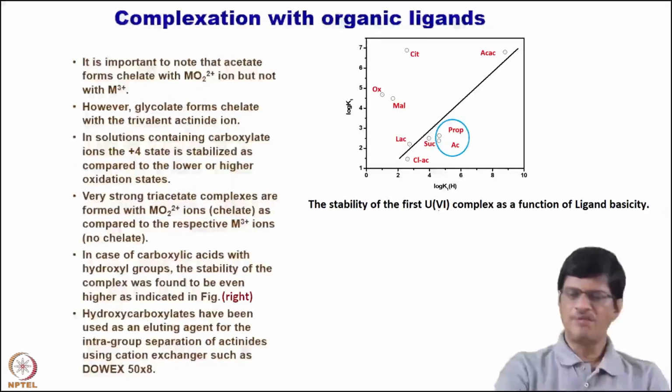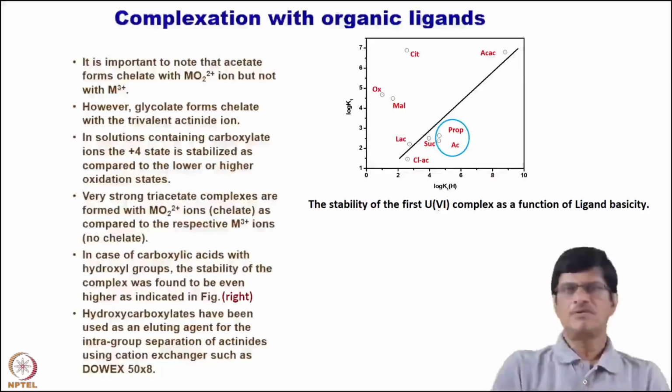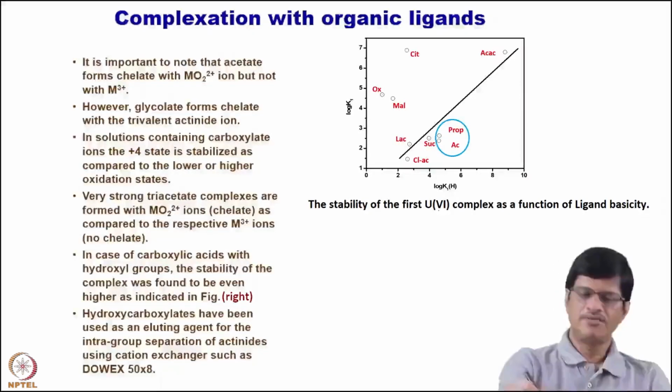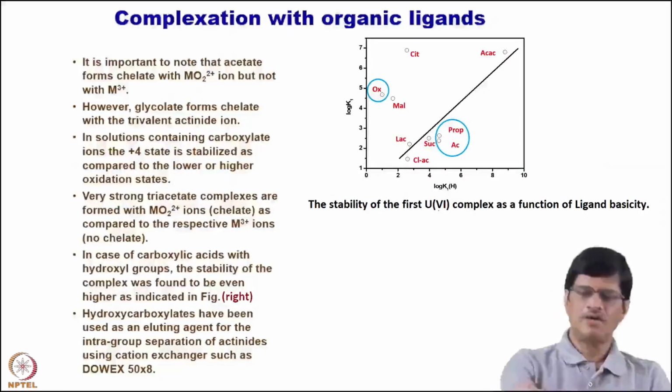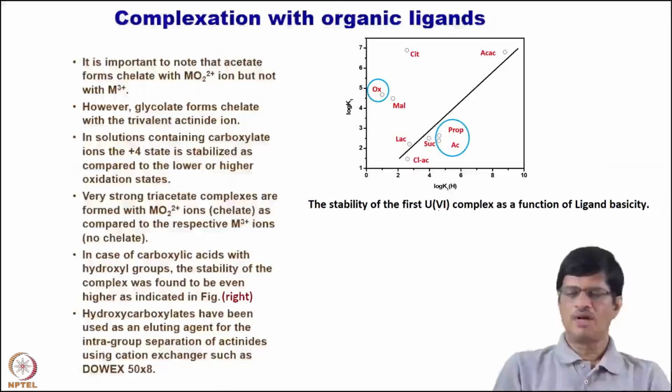Now this type of linear behavior is there if we have monocarboxylates like chloroacetate, lactate, and formate; they also fall on this line. But when you have dicarboxylates like oxalate, you find that it falls out of this line and is much higher. Oxalate has a log KH value close to 1, around 1.1 or so. But you find that the log K values for the uranyl ion are much higher in this case.